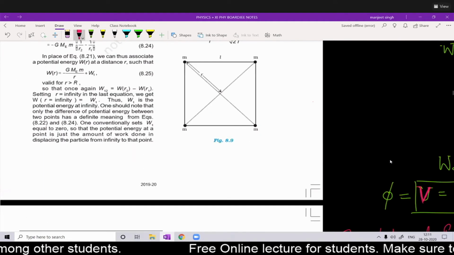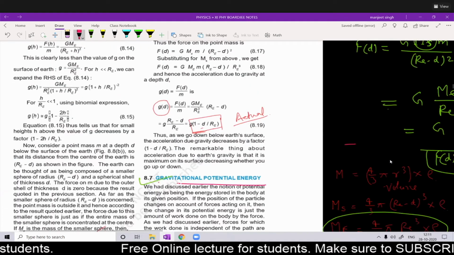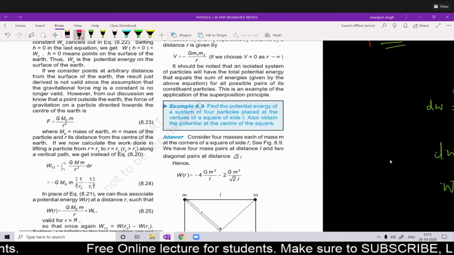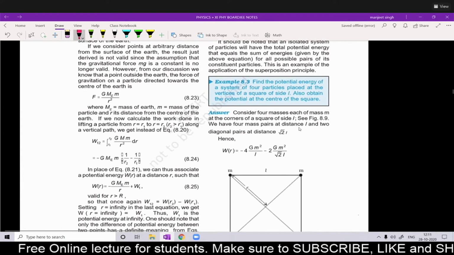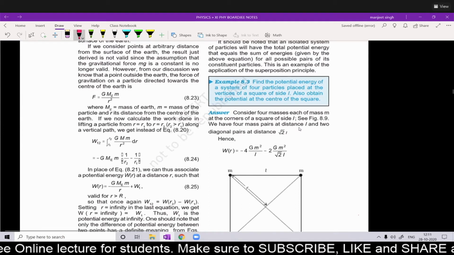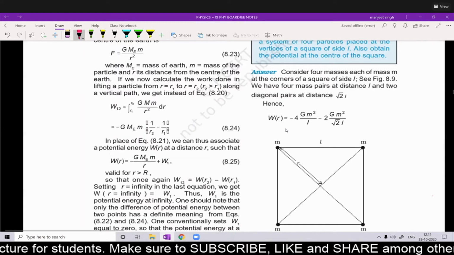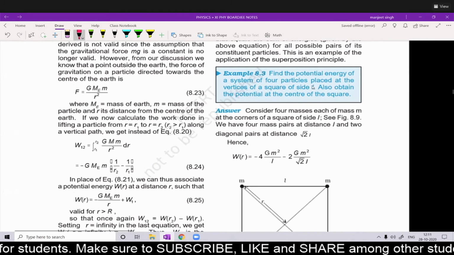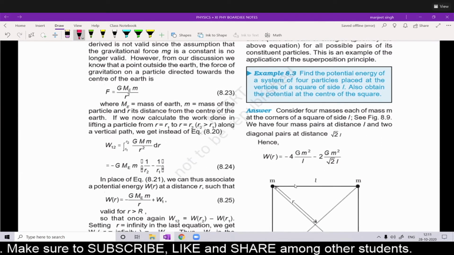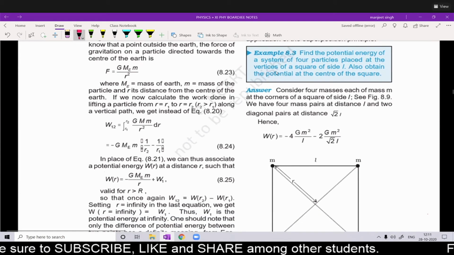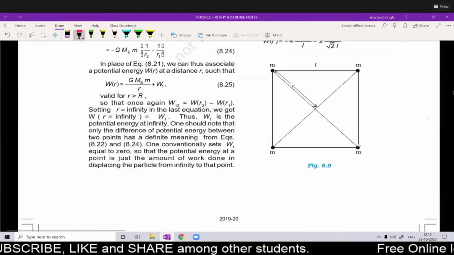Now this is the potential energy of a two body system. Now see example 8.3 in your NCERT textbook. Find the potential energy of a system of four particles placed at the vertices of a square of side L. You see, this is a square. The vertices of the square are shown and mass m is kept at each of the vertices.